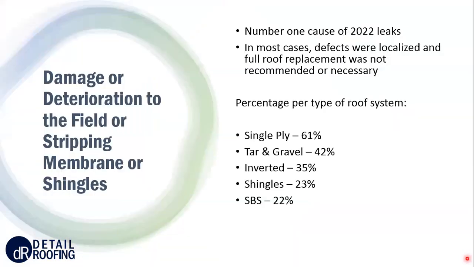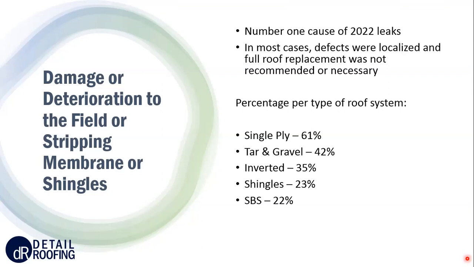So when we're talking about any damage or deterioration to the field and stripping membrane for flat roofs, or damage and deterioration to the shingles, we're talking about anything related to aging or any natural damages that can be caused from weather events, animals, or loose objects. In a lot of these cases, the things that we saw were not necessarily widespread to the point that a roof replacement was recommended. In a lot of these cases, it was smaller defects where localized repairs were ultimately recommended. But again, that's going to depend on the specific situation.